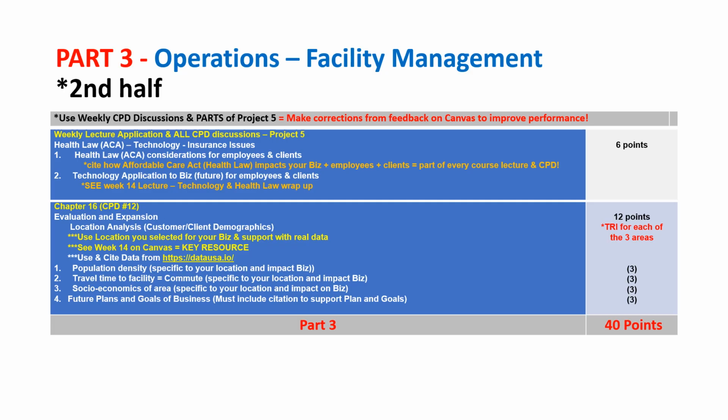Specifically, for your location analysis, you want to cite Data USA here, where we talk specifically TRI for population density with your business. This is where you need a specific location. Number 2, then, travel time to your facility, how that impacts your business with the commute. Number 3, the socioeconomics of the area, the location of your business, how that impacts your business.